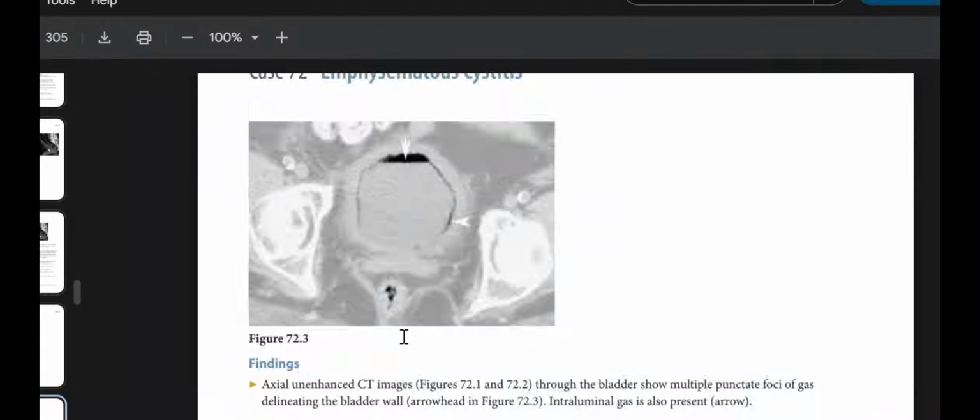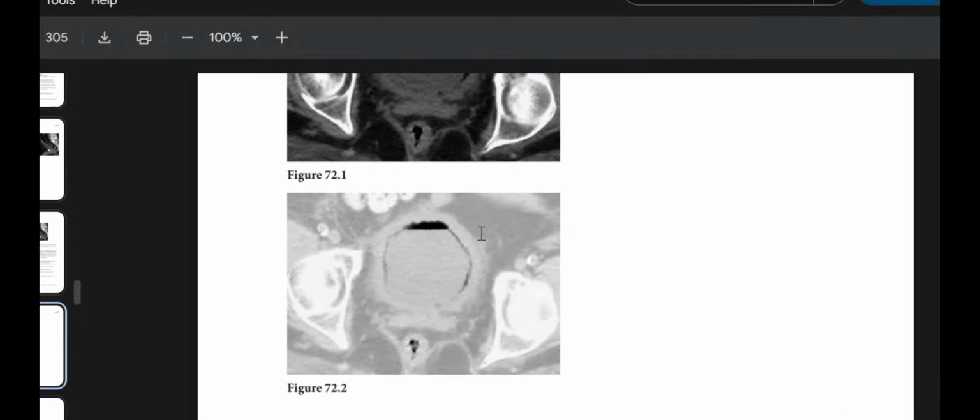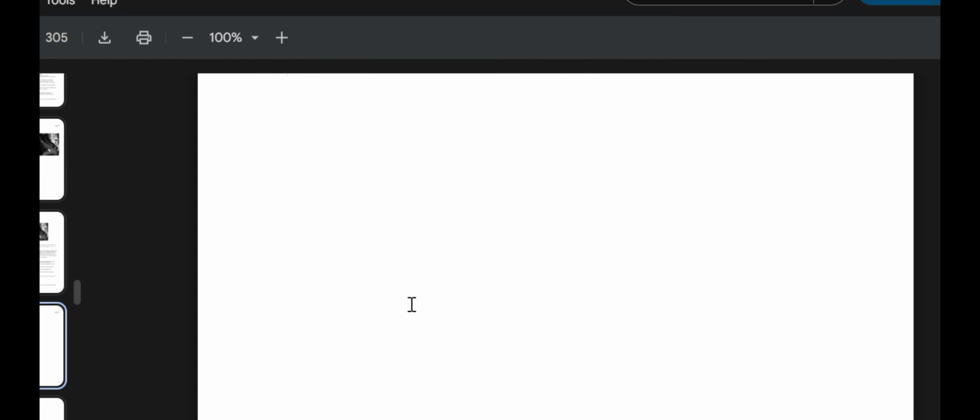So the urinary bladder wall is thickened with multiple punctate foci of gas delineating the bladder wall as well as intraluminal gas, indicating a gas producing organism, indicating infection of the urinary bladder with a gas producing organism.